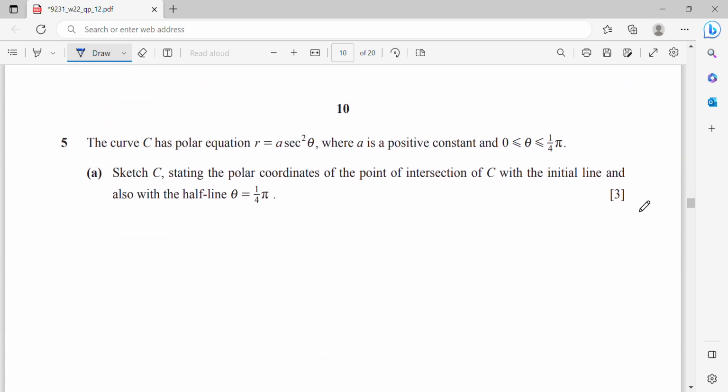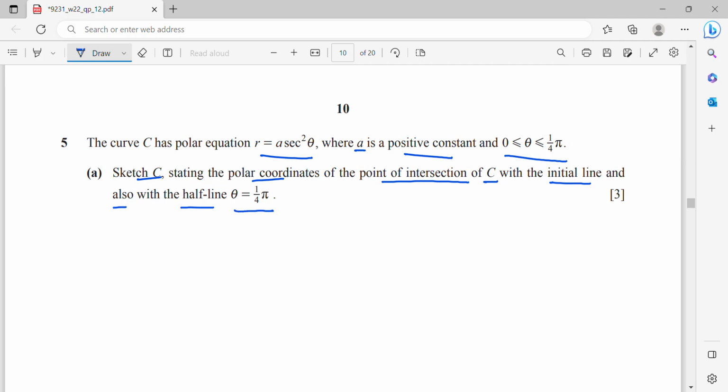Now, question 5. The curve C has polar equation r equals a sec squared theta, where a is a positive constant and theta is between 0 and pi over 4. Sketch C, stating the polar coordinates of the point of intersection of C with the initial line and also the half line theta equals pi over 4.